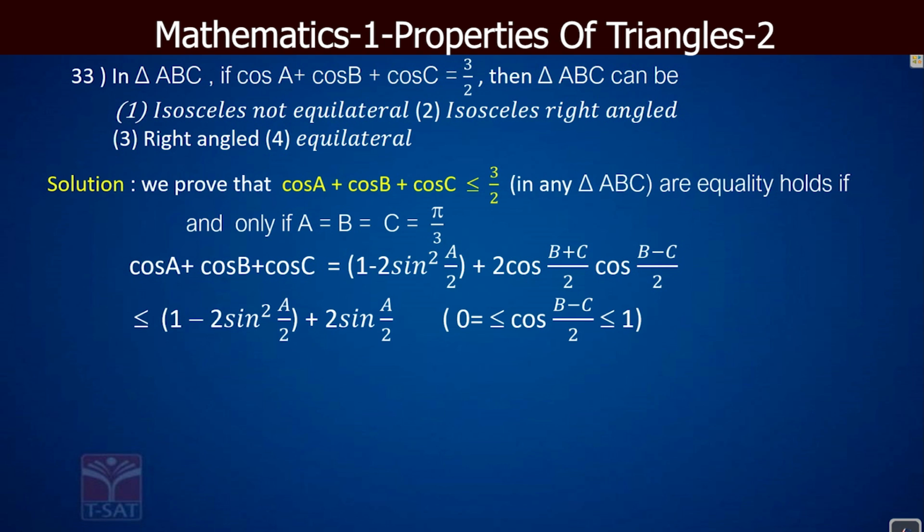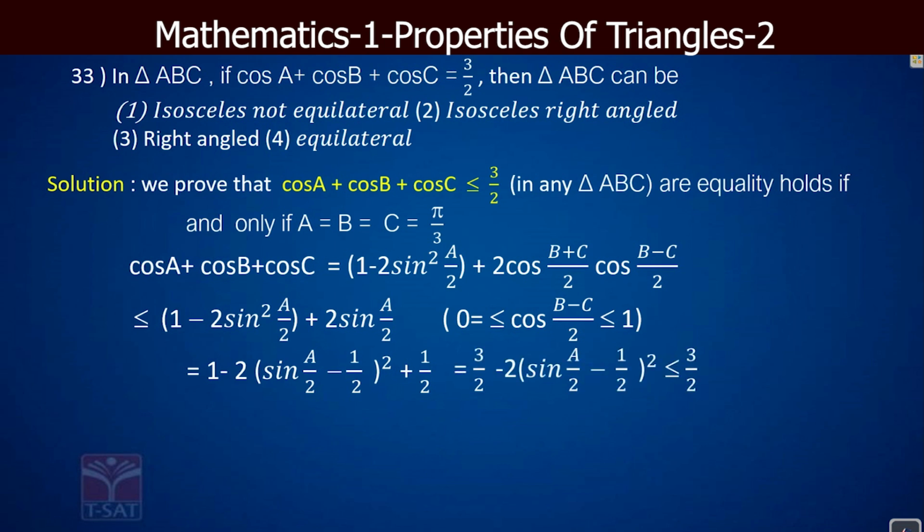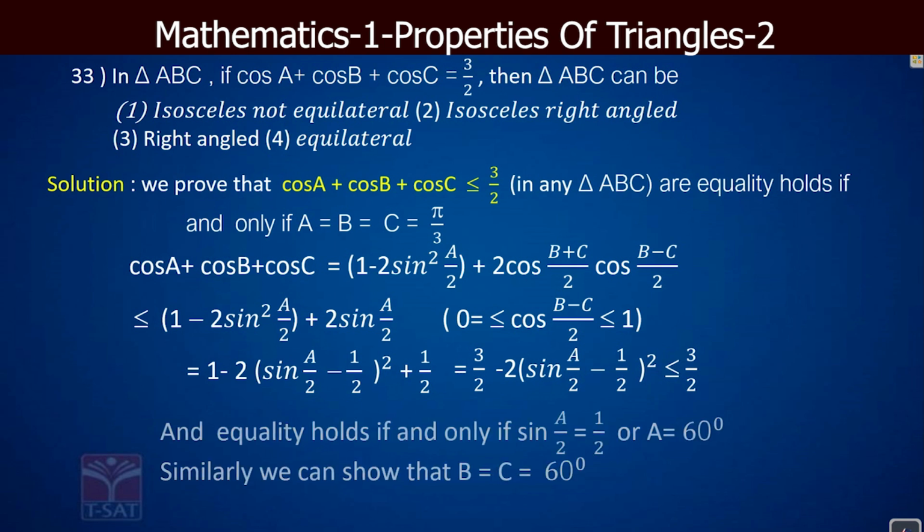That is, this is equal to 1 minus 2 sin A by 2, 2 into sin A by 2 minus half whole square plus half. Here I have adjusted the terms. That is, the right hand side is less than or equal to 1 minus half, 2 into sin A by 2 minus half whole square plus 1 by 2. So that is 1 plus half is 3 by 2, 3 by 2 minus 2 into sin A by 2 minus half whole square, which is always less than or equal to 3 by 2. Equality holds only when sin A by 2 is equal to half, or A is equal to 60 degrees.